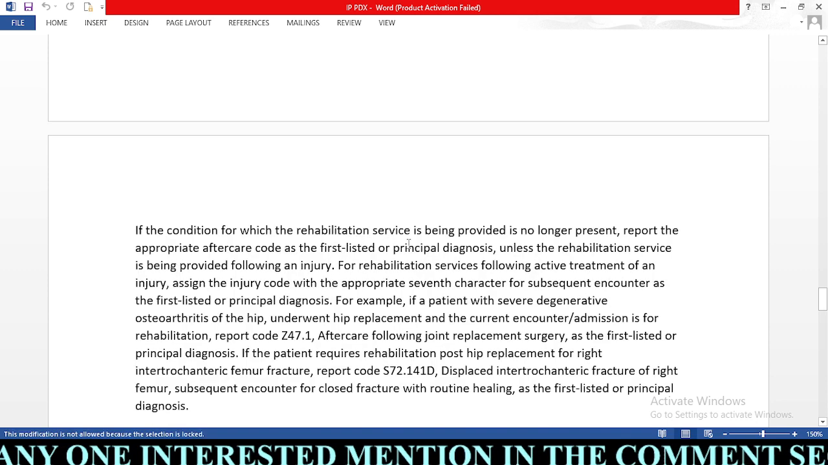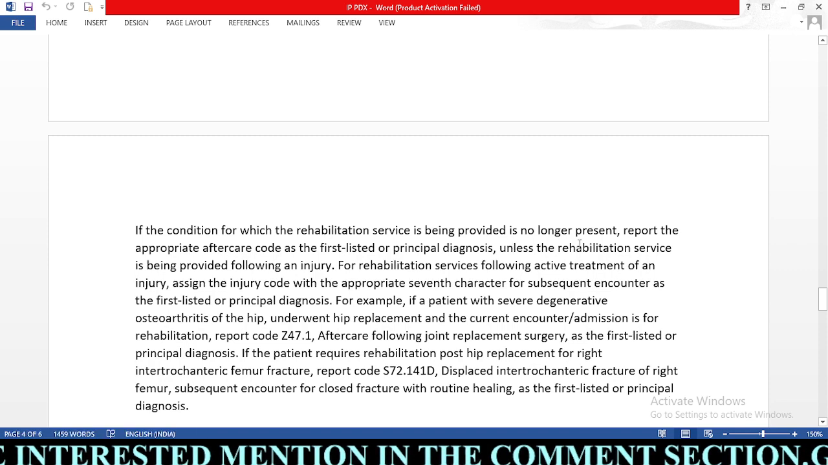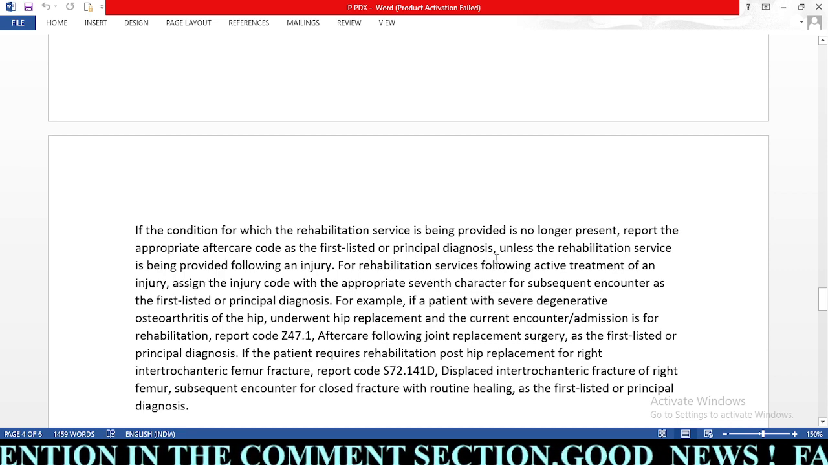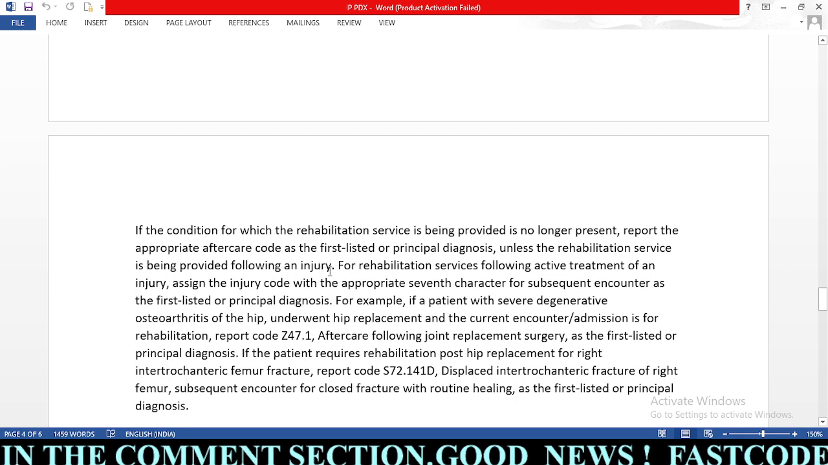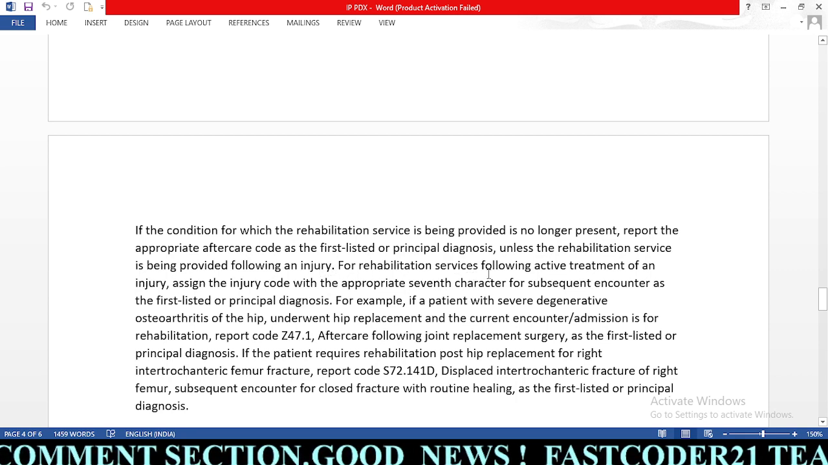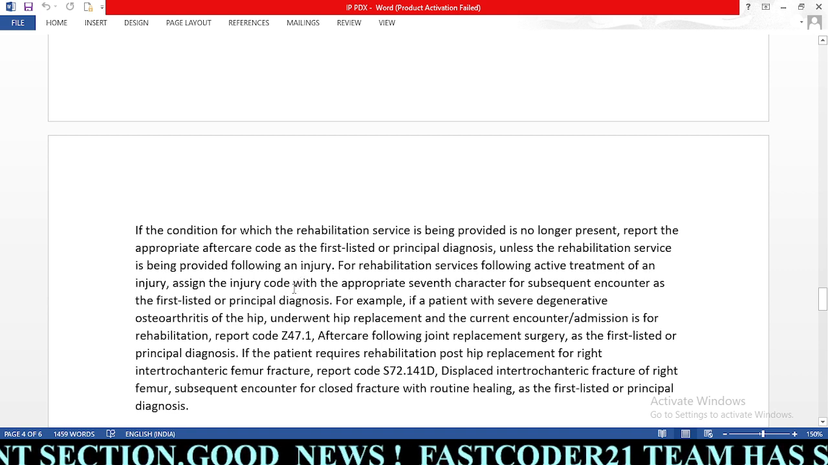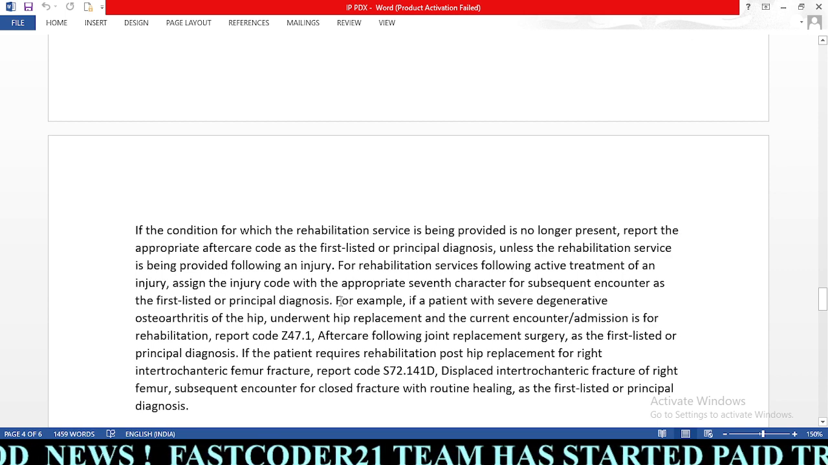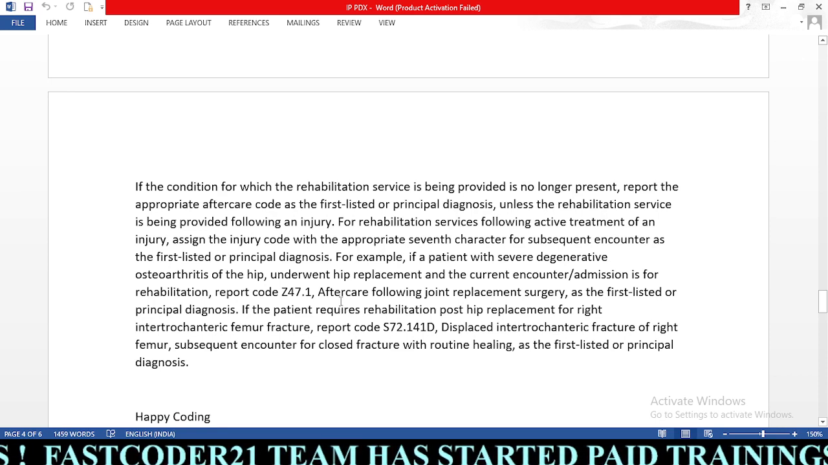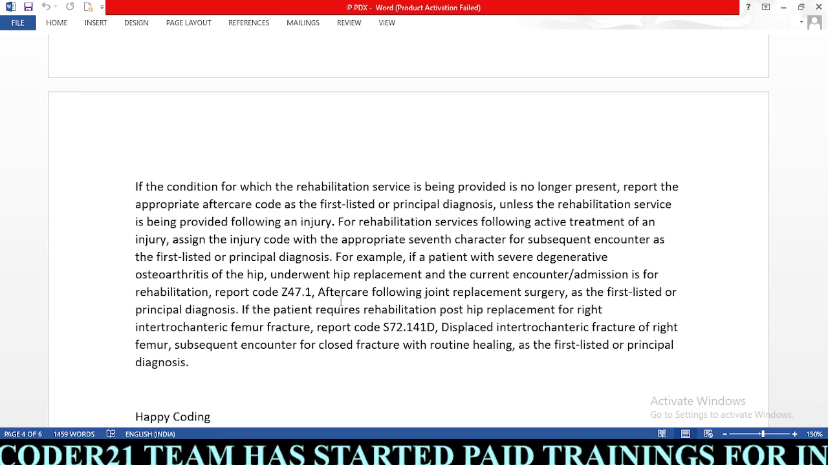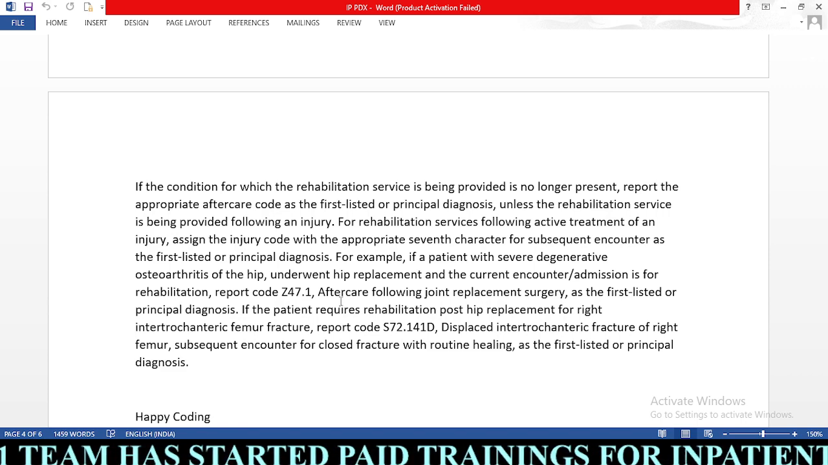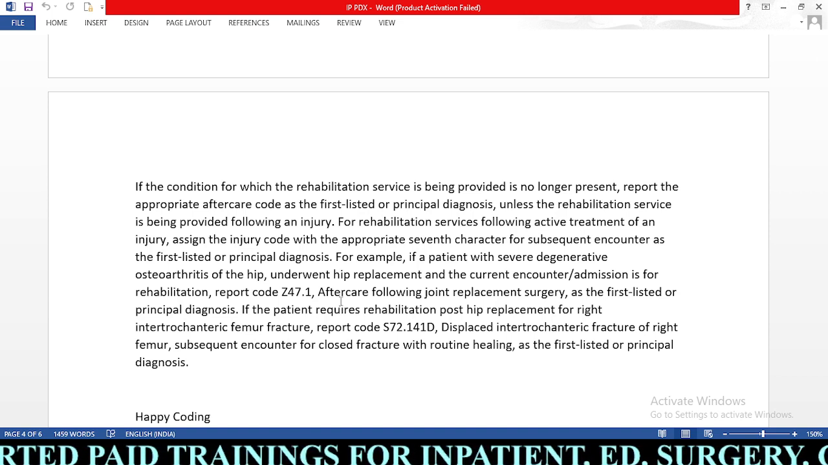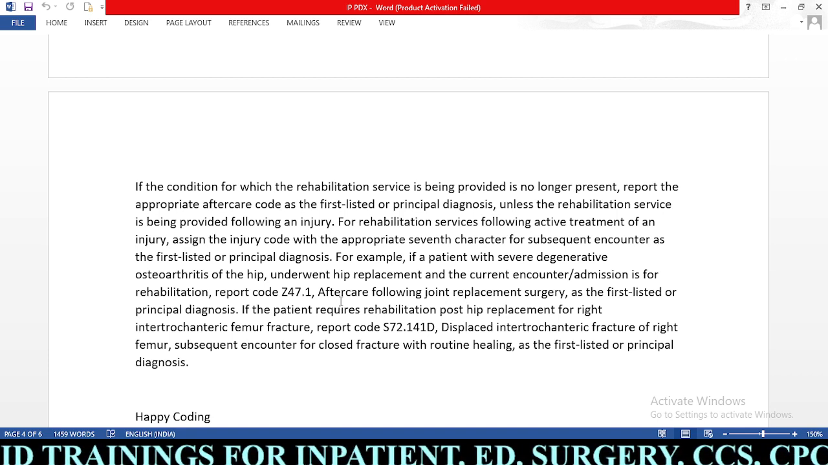So if the condition for which the rehabilitation service is being provided is no longer present, report the appropriate aftercare code as the first listed or principal diagnosis unless the rehabilitation service is being provided following an injury. For rehabilitation services following active treatment of an injury, assign the injury code with the appropriate seventh character for subsequent encounter as the first listed or principal diagnosis. So here we have an example. For example, if a patient with severe degenerative arthritis of the hip underwent hip replacement and the current admission is for rehabilitation, here we need to code Z47.1, aftercare following joint replacement surgery, as the first listed or principal diagnosis.